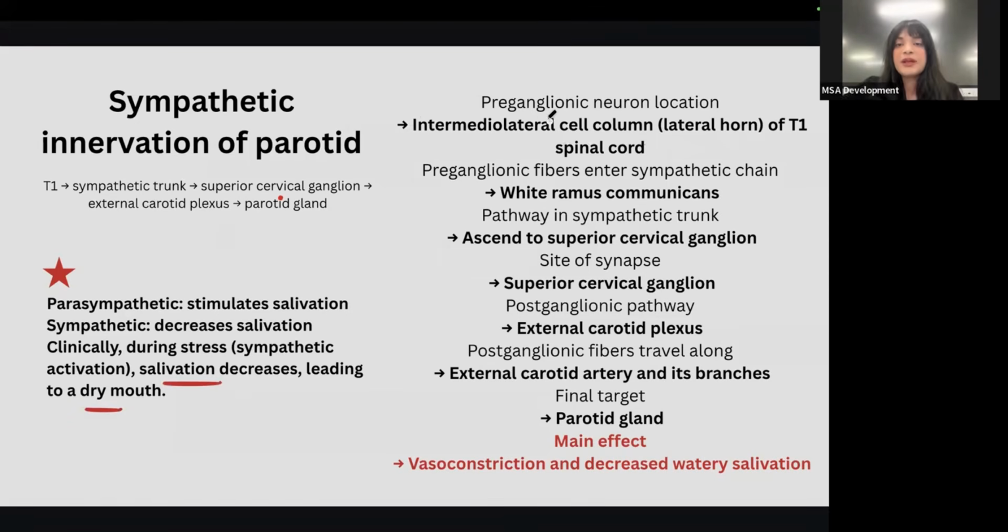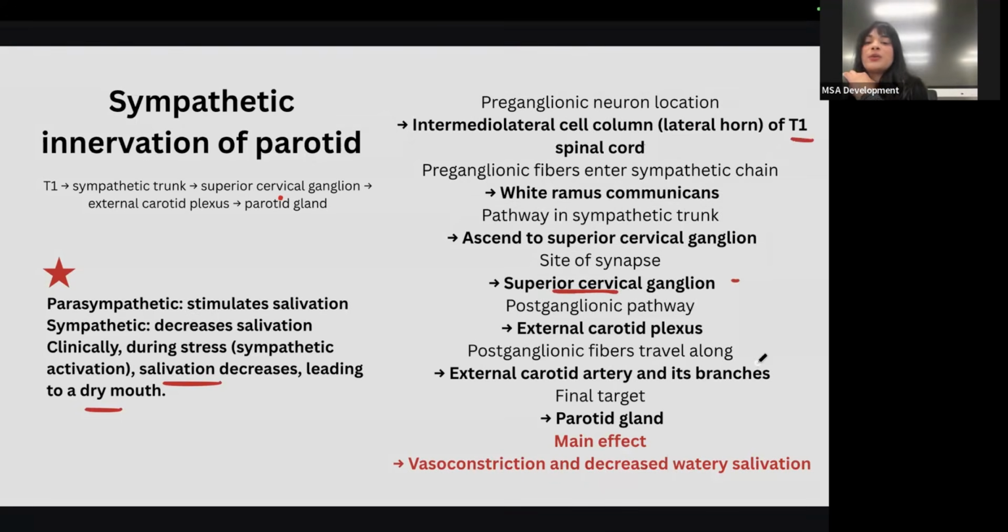Okay, very simple again. Preganglionic neuron location is intermediolateral cell column lateral horn of T1 in the spinal cord. Okay, so parasympathetic was in the medulla. Sympathetic is in the spinal cord. So the preganglionic fibers enter the sympathetic chain via the white ramus communicans, and it goes up the sympathetic trunk to the superior cervical ganglion. Okay, so whatever is happening, all these white rami are going to the cervical ganglion, and they're going to synapse there. Okay, so once they synapse, it's going to become postganglionic.